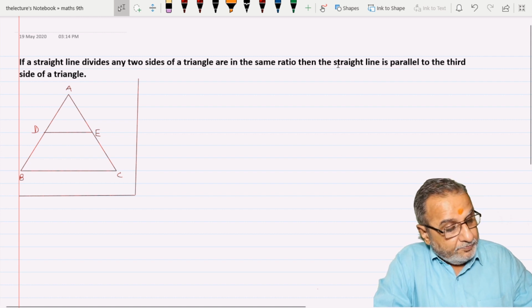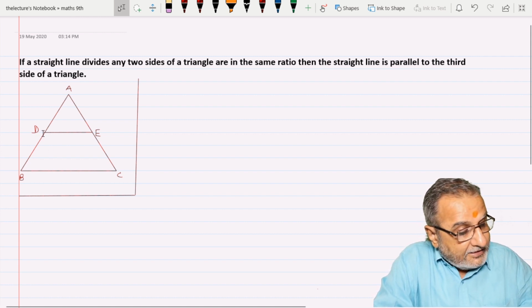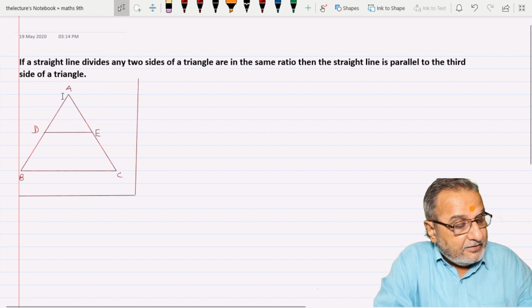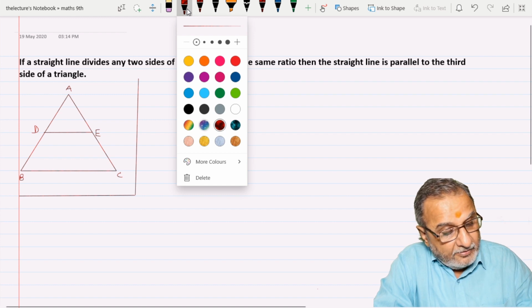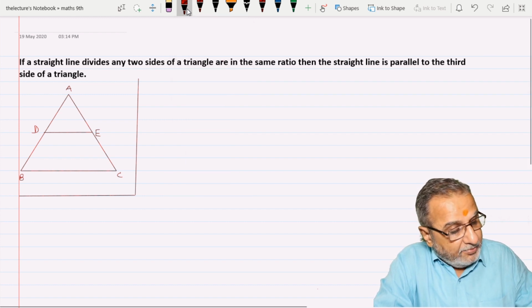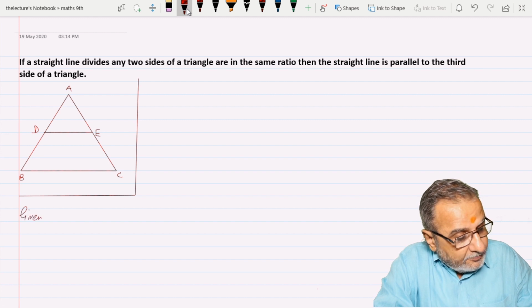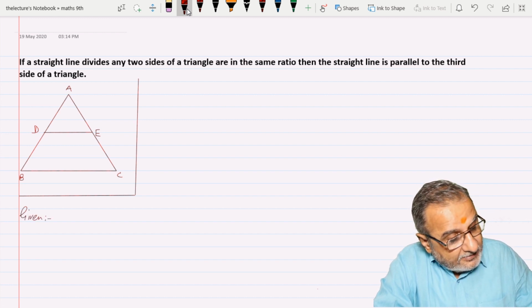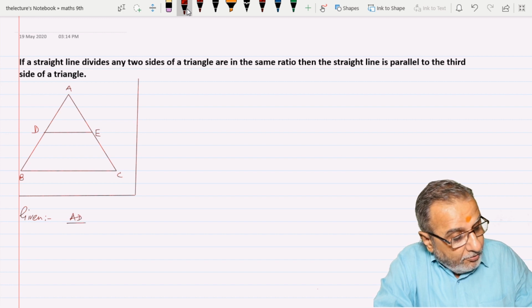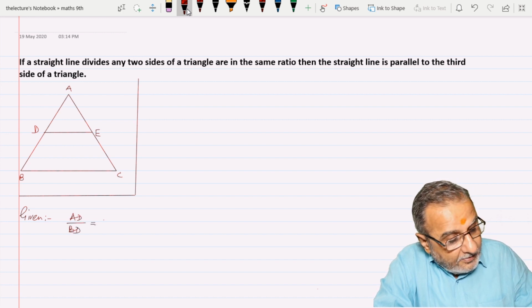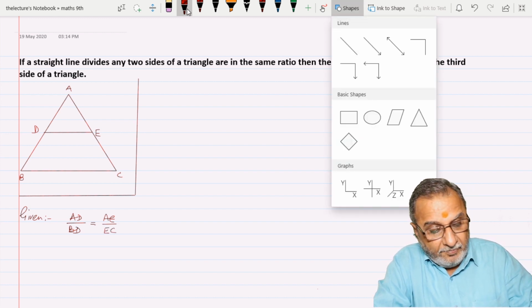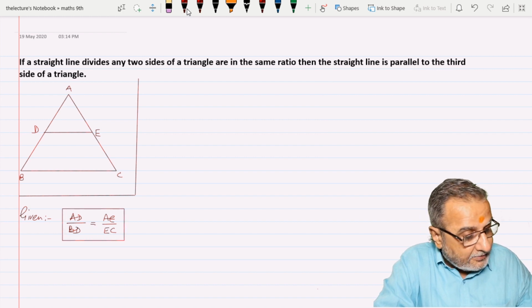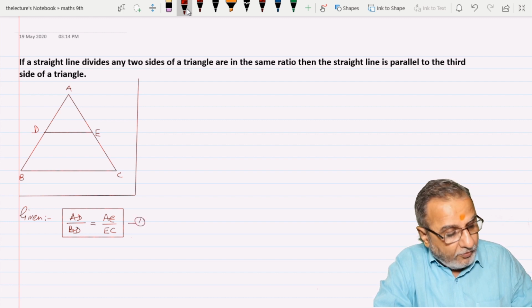So a straight line DE divides AB and AC in the same ratio, then prove that DE is parallel to BC. So the given part is AD upon BD equals AE upon EC. This is the given part, the most important part which is given to us. So it is number 1.